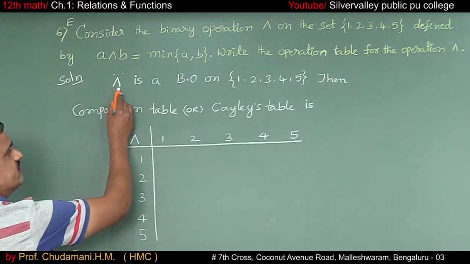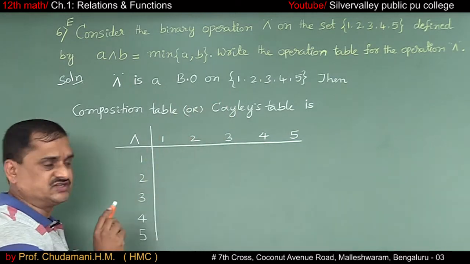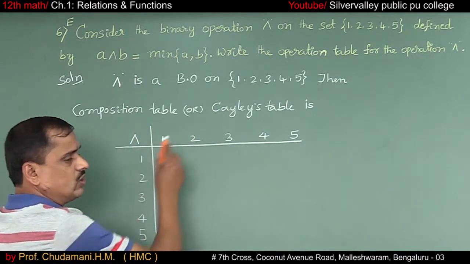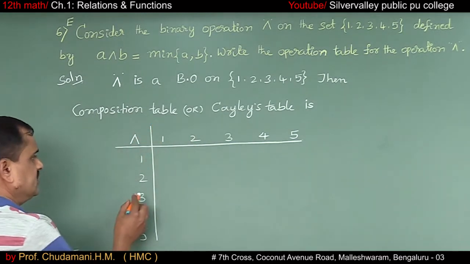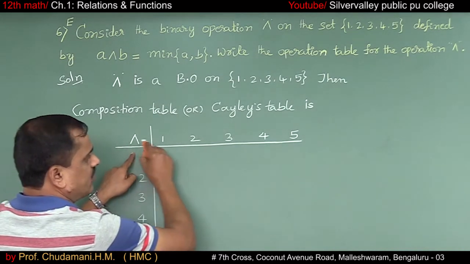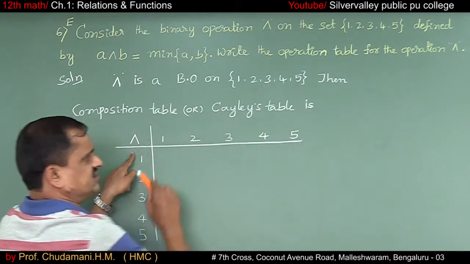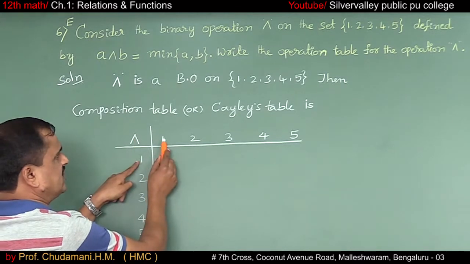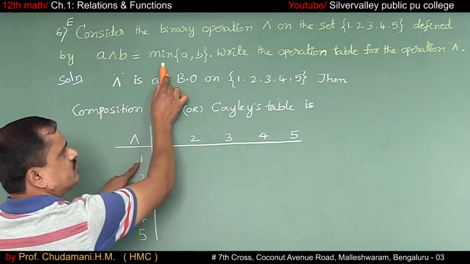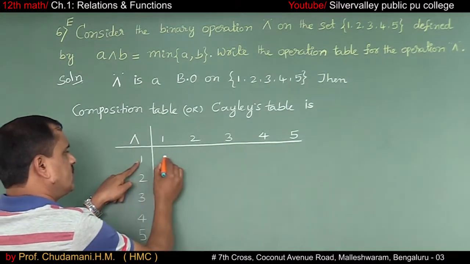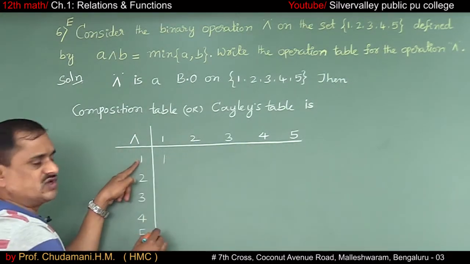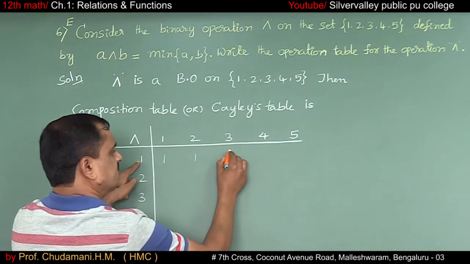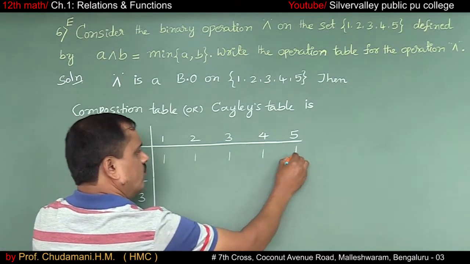Solution. This is a binary operation on the set 1, 2, 3, 4, 5. Then the composition table, or Cayley's table, is as follows. Here we write the elements of the set 1, 2, 3, 4, 5 in the topmost row and in the column. A star B means minimum of A and B. So 1 star 1 is minimum of 1 and 1, which is 1 only. Minimum of 1 and 2 is 1. Minimum of 1 and 3 is 1, and likewise 1, 1.